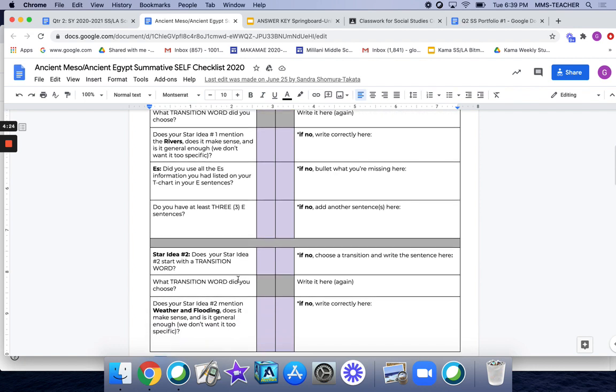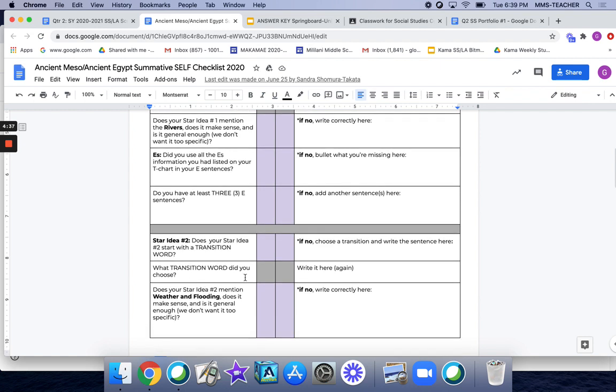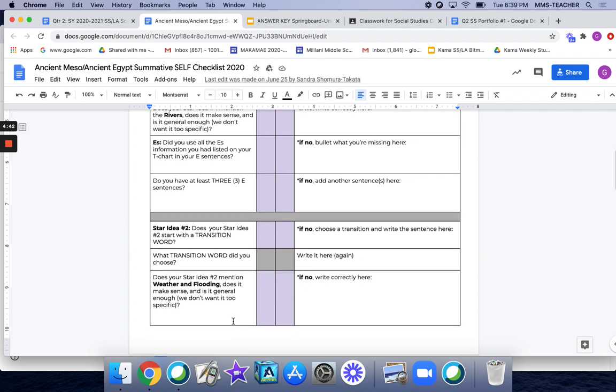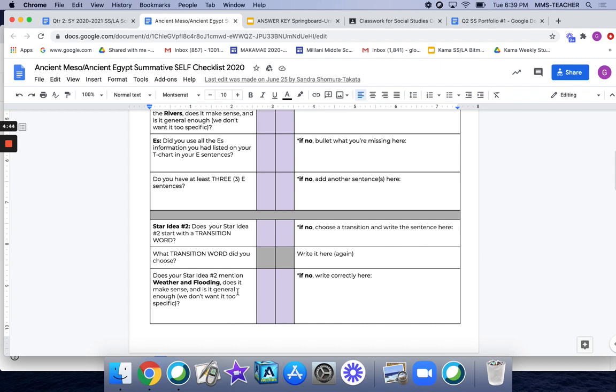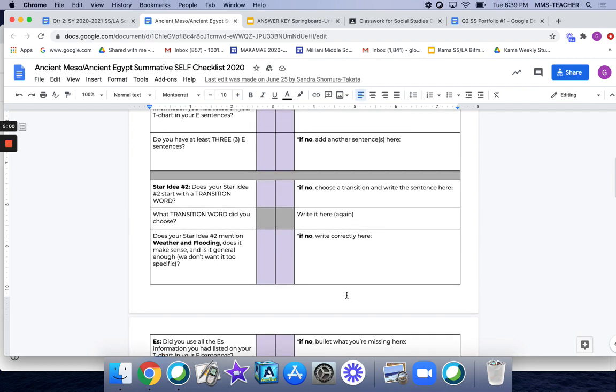Okay, now star idea number 2. Does your star idea 2 start with a transition word? Yes or no? And if no, you need to choose a transition and write the sentence here. Then what transition word did you choose? Write it here again. And then, does your star idea number 2 mention the weather and flooding? And does it make sense? And is it general enough, that we don't want it too specific? And if you put no, write it correctly here. Okay, let's proceed on to the next page.